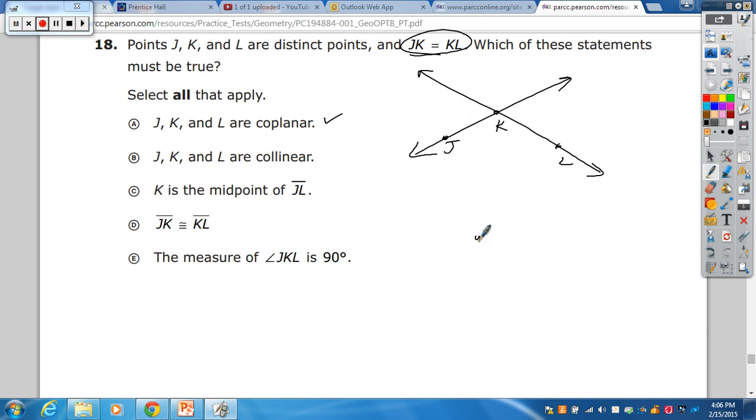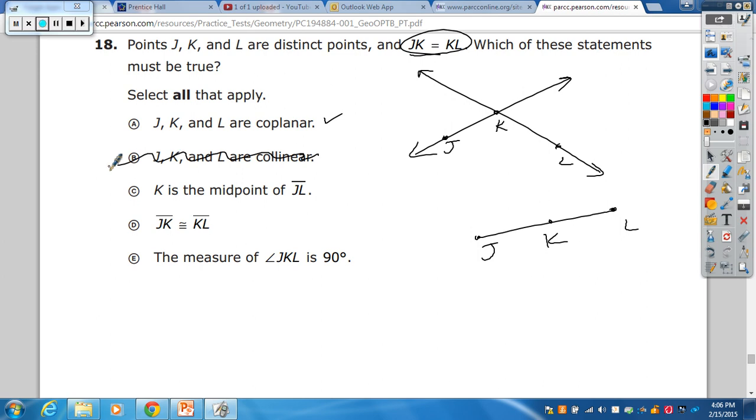If they were all on one line and they were all collinear, J, K, and L, they're all on the same plane even though they're within an infinite number of planes. J, K, and L are collinear. Well, they could be, but they don't have to be all the time. So as a result, this one is not going to be true.